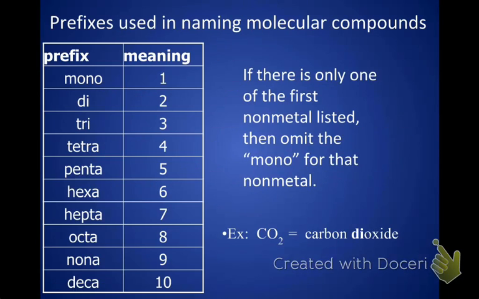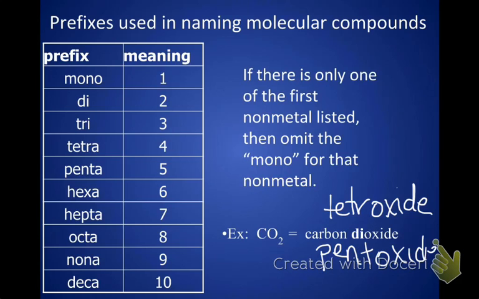Also, you might want to write this down in your notes. If you have an element that starts with a vowel, like oxygen, oxide, your tetra will no longer be tetraoxide. It will actually say tetroxide or pentoxide, and heptoxide, and nonoxide. So you take off the A at the end, and it's the vowel, yes.